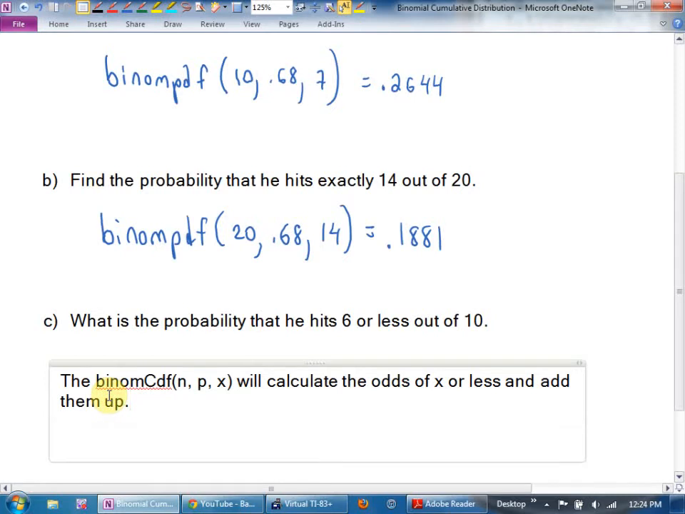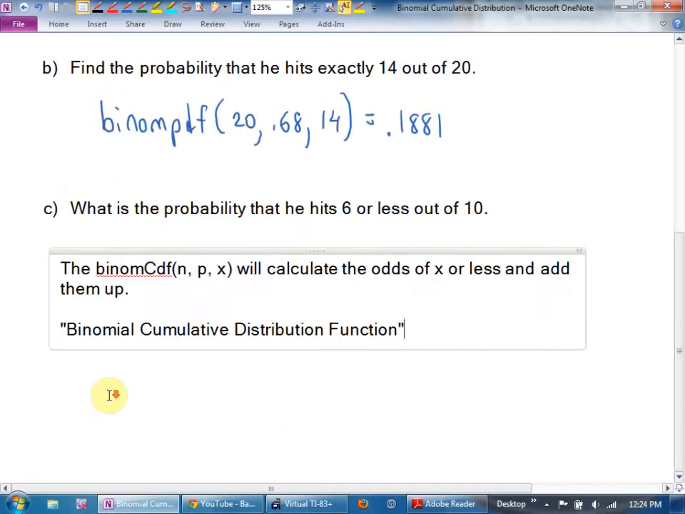And it stands for binomial, that's what the B stands for. The capital C stands for cumulative distribution function. And you guys have been in school long enough. What does cumulative mean? Includes everything. Everything below and including zero.